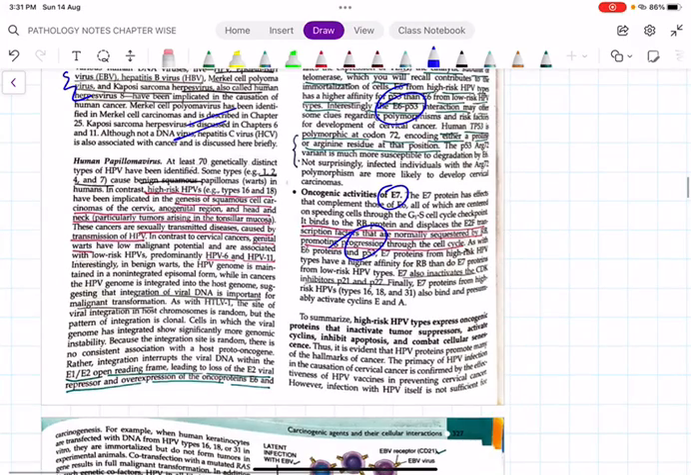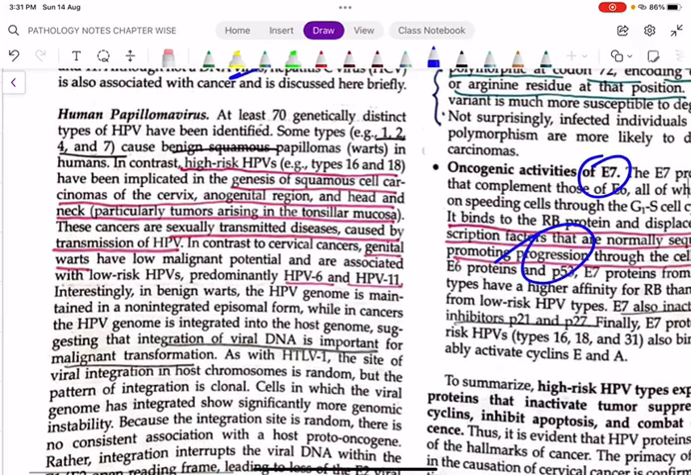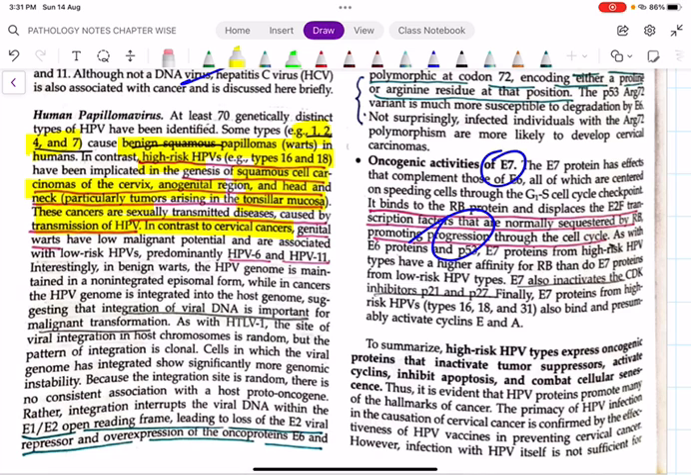So what are the clinical conditions it is going to cause? We have two types: low risk HPV and high risk HPV. Low risk types, like 1, 2, 4, and 7, cause benign squamous papilloma, also called warts. Whereas high risk types 16 and 18 are responsible for causing squamous cell carcinoma of the cervix, anogenital region, and head and neck, particularly in the tonsillar mucosa. All these are sexually transmitted. So we have high risk and low risk. I told you, low risk are mainly HPV 6 and 11, whereas 16 and 18 are high risk HPVs.